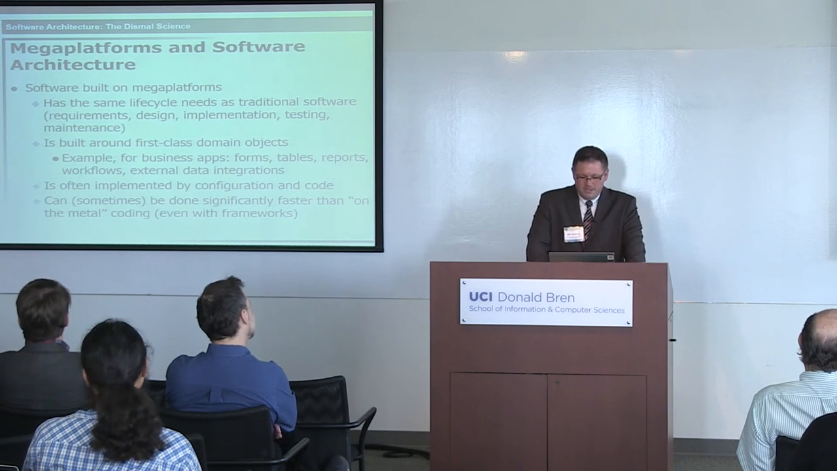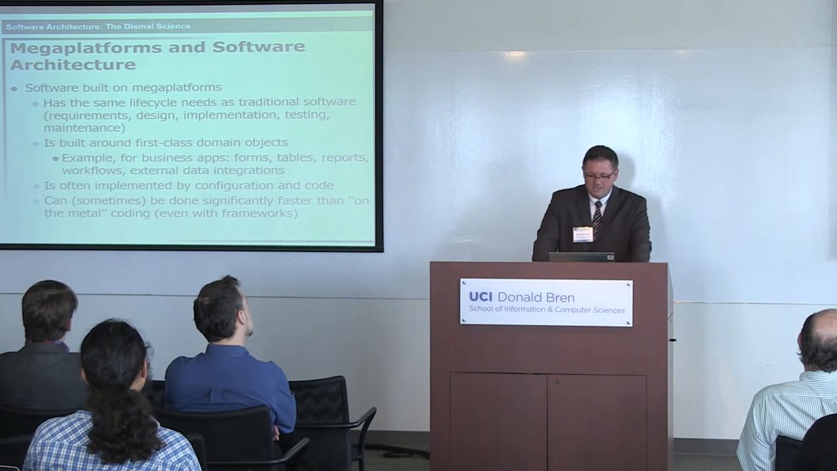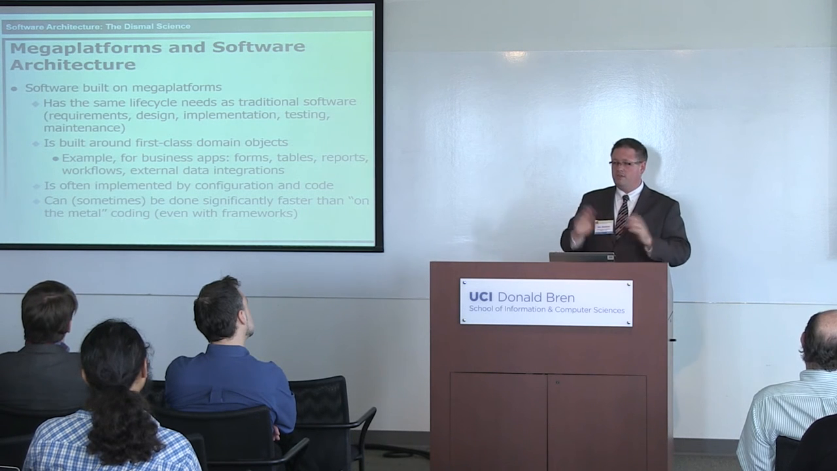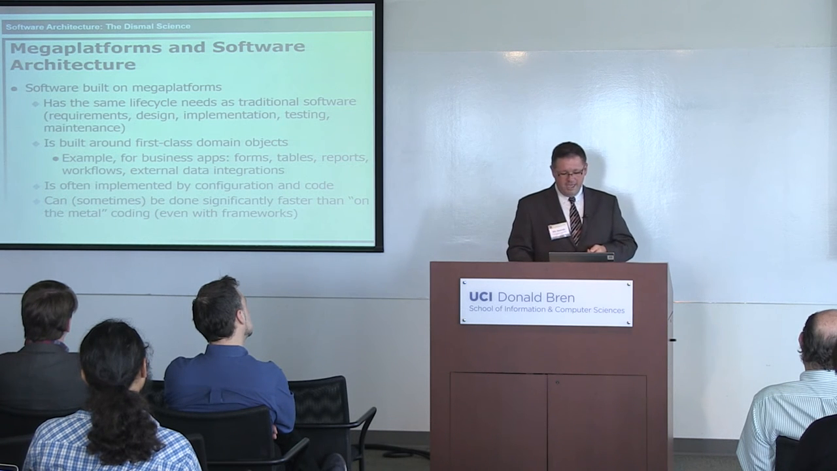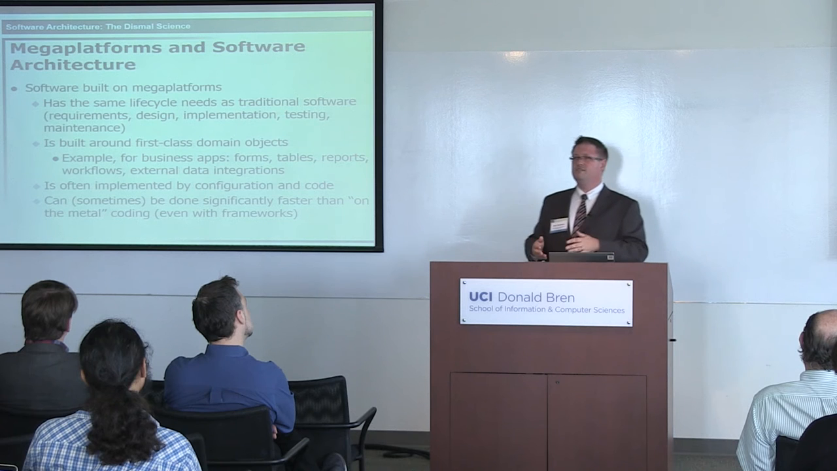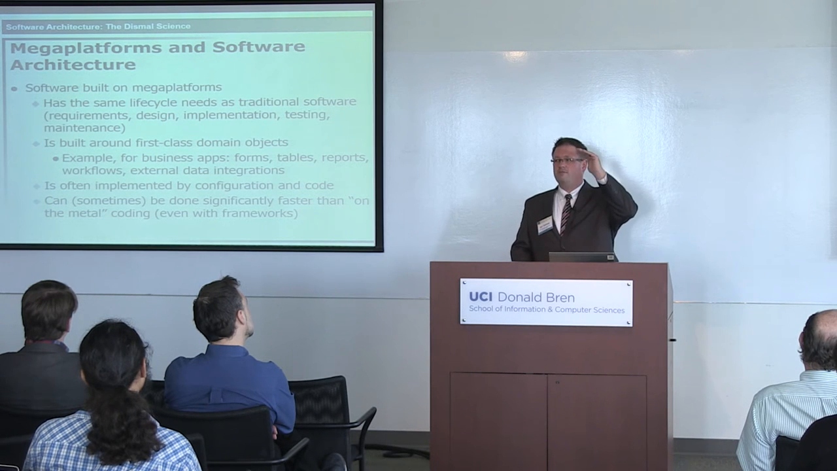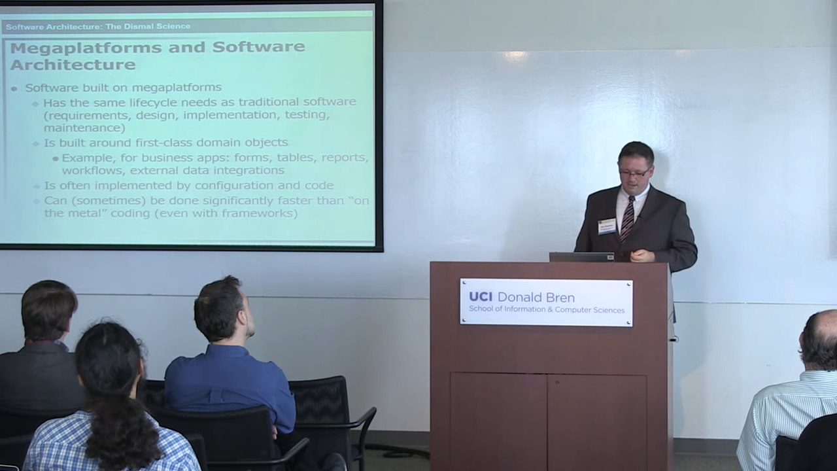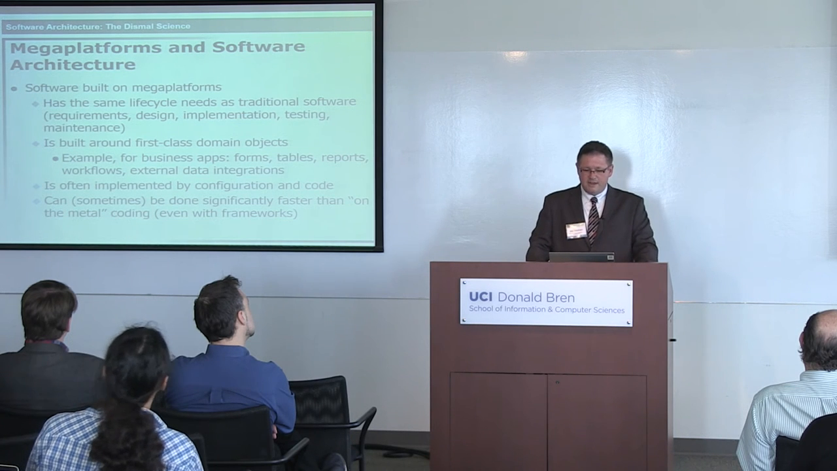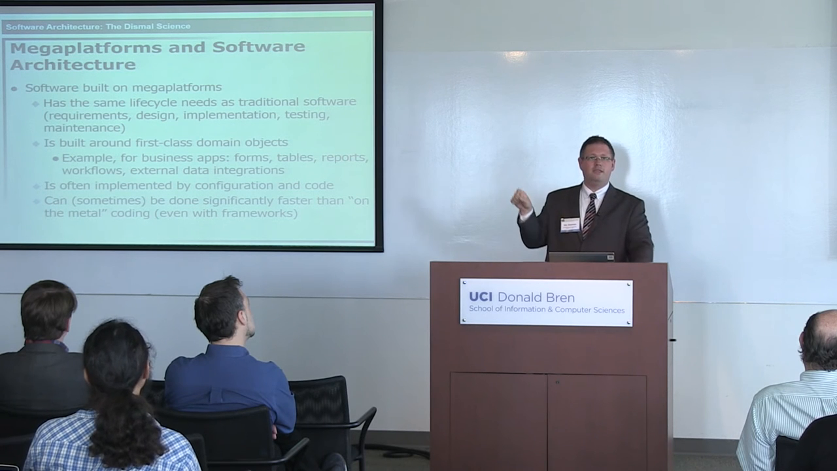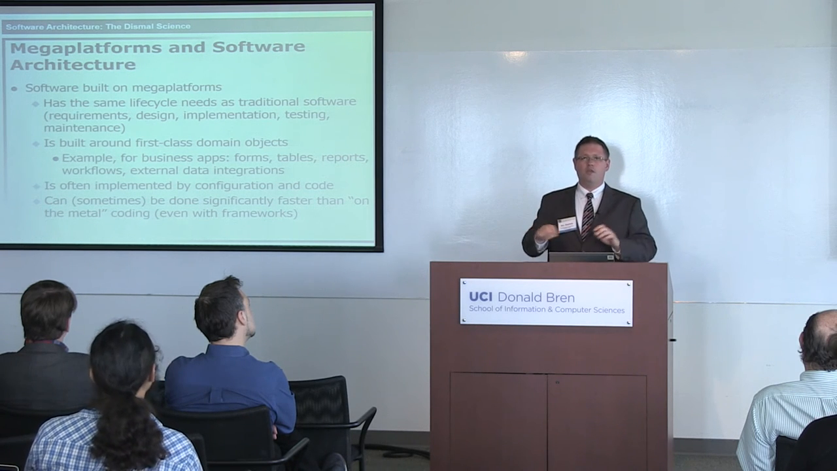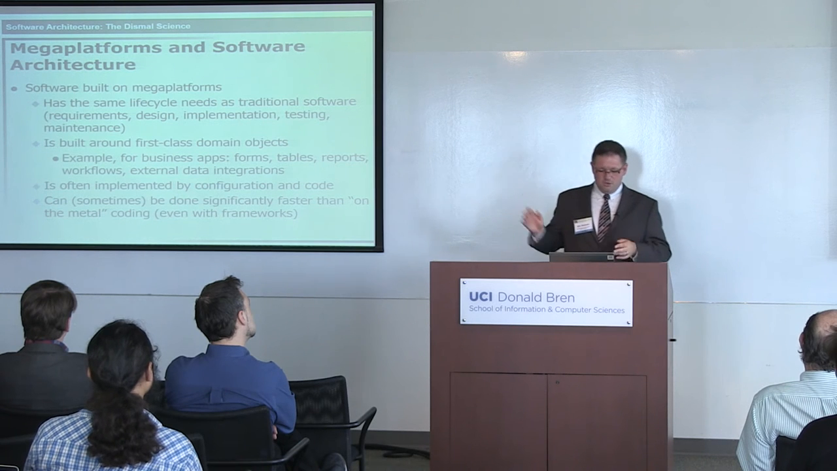So software built on these platforms are software applications, and they have the same lifecycle needs as traditional software. You have to do requirements and design and implementation and testing and maintenance. Whether you do that in an agile way or in a traditional waterfall way is up to you. But they have these additional first-class domain objects. So these are frameworks that reach all the way up to the very top of the application stack and impact you. Often, instead of just code, this software on these platforms is built by both configuration, pointing and clicking, and code. So it's not always clear what the code is, and that's an issue we'll talk about.